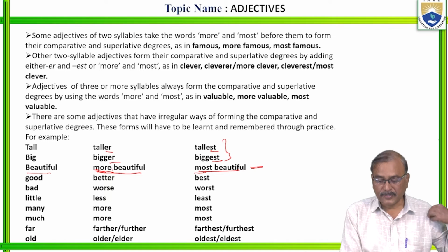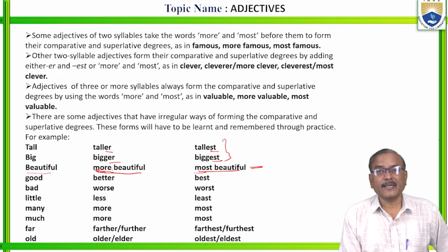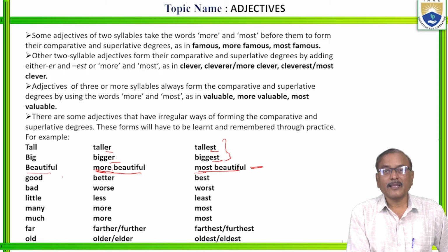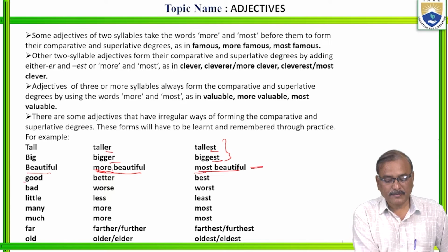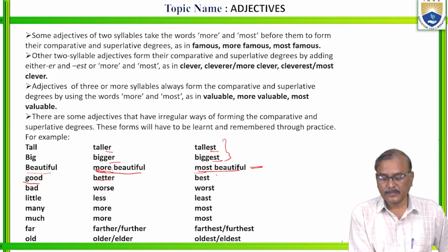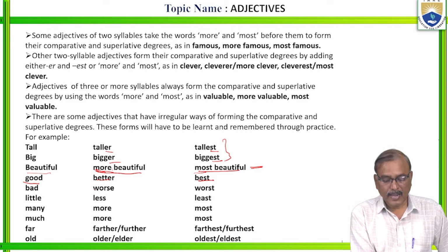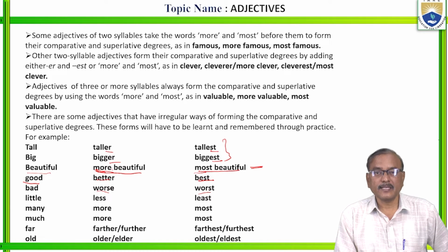And there are some adjectives where we can't add ER, EST. We can't add more, most either. We have to change the word completely. For example, good. Do you say good or goodest? No. Can you say more good, most good? No. So this word is completely changed. Good becomes better in comparative, best in superlative. Good, better, best. In the same way, bad, worse, worst. Is it clear?